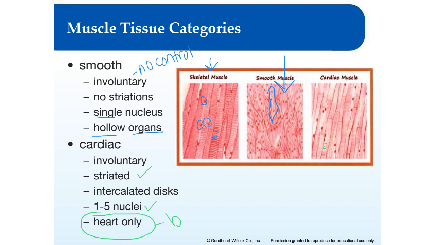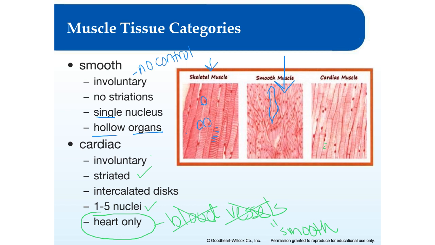One of the things that people sometimes mix up is they think that I'm going to find cardiac muscle in the blood vessels as well, but I'm not. The blood vessels are a hollow organ, so they actually have the smooth muscle in them. The heart, while it is hollow, is the only place I'm going to see the cardiac muscle.